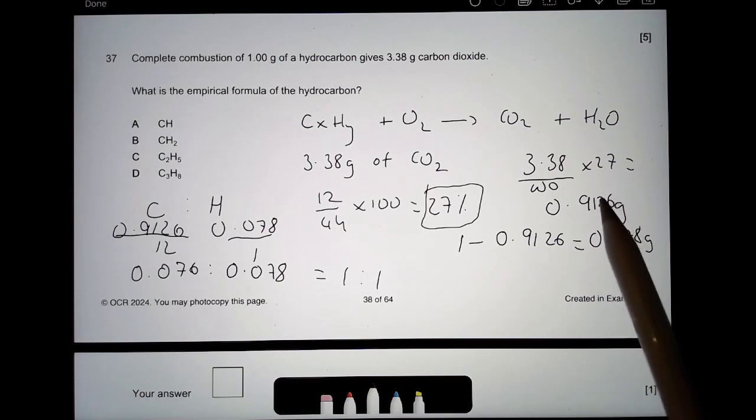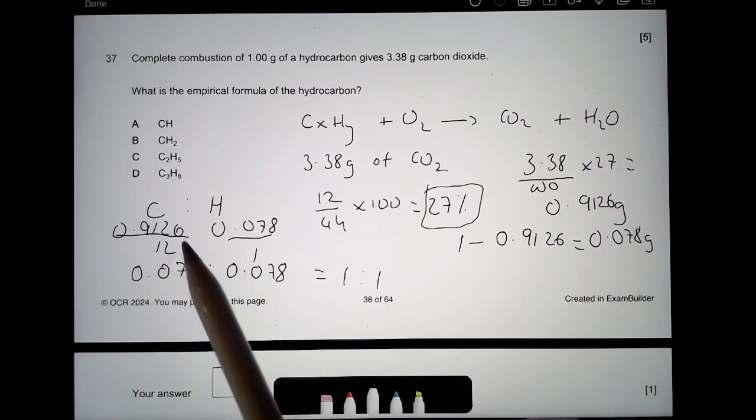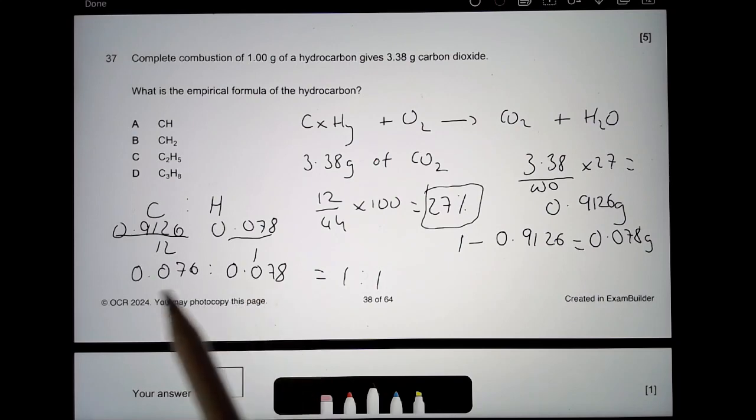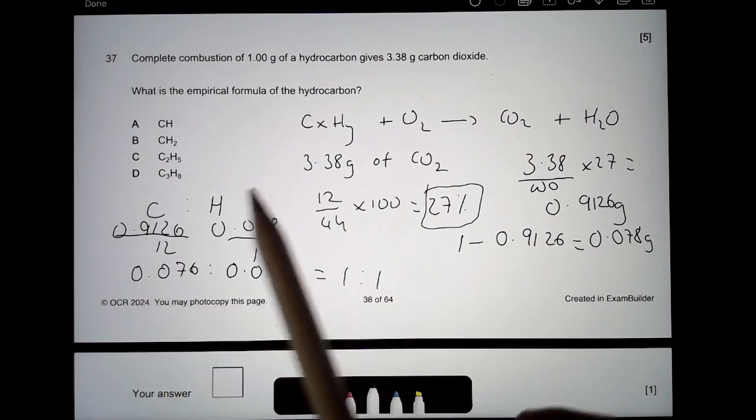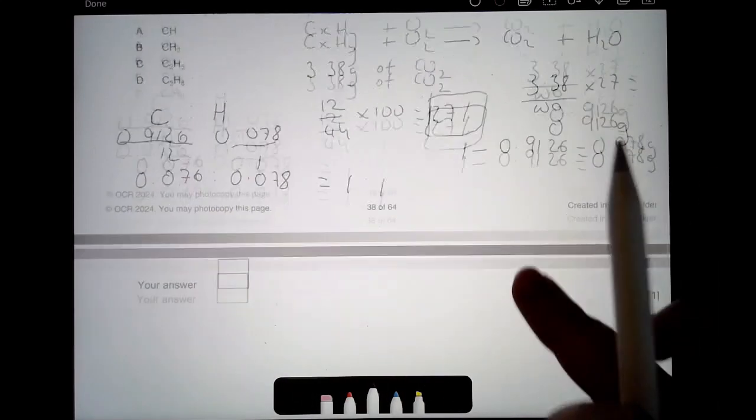So I now know the mass of the carbon from my hydrocarbon and the mass of the hydrogen, and once I know the mass of both, I divide by their atomic masses to get the moles, and I simplify the ratio. I get a 1:1 ratio, so it's going to be CH.